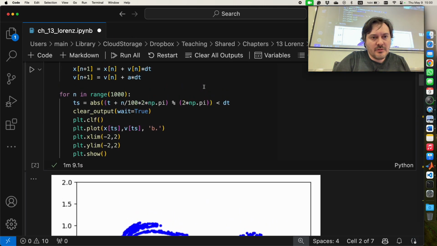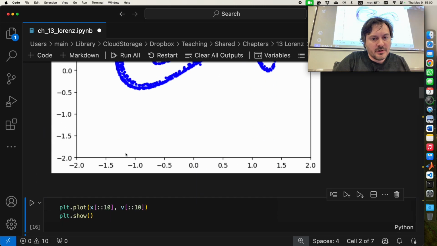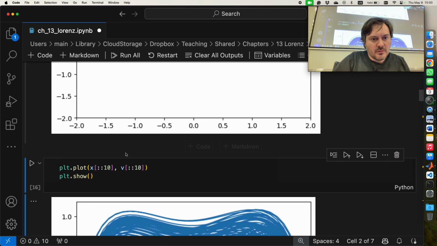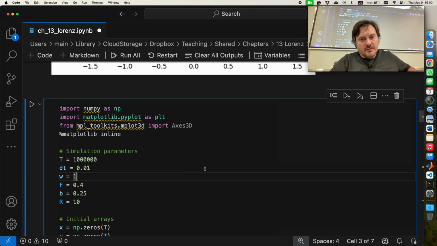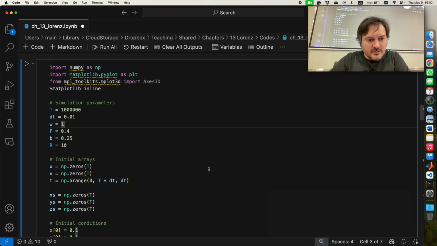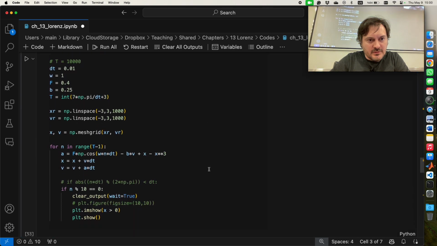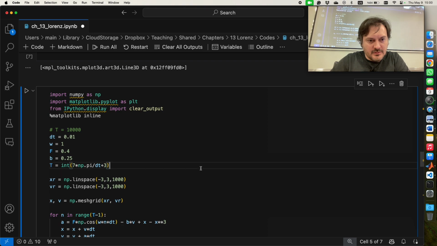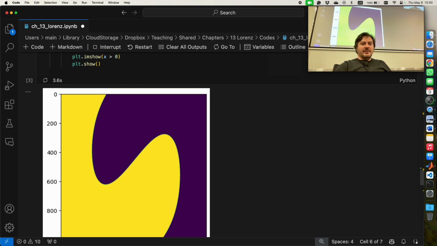It's not always chaotic. These are particular parameters. So what is this, for example? Let me just look at the whole code. And this is not interesting. This one may be interesting, yes. Let me run that one.